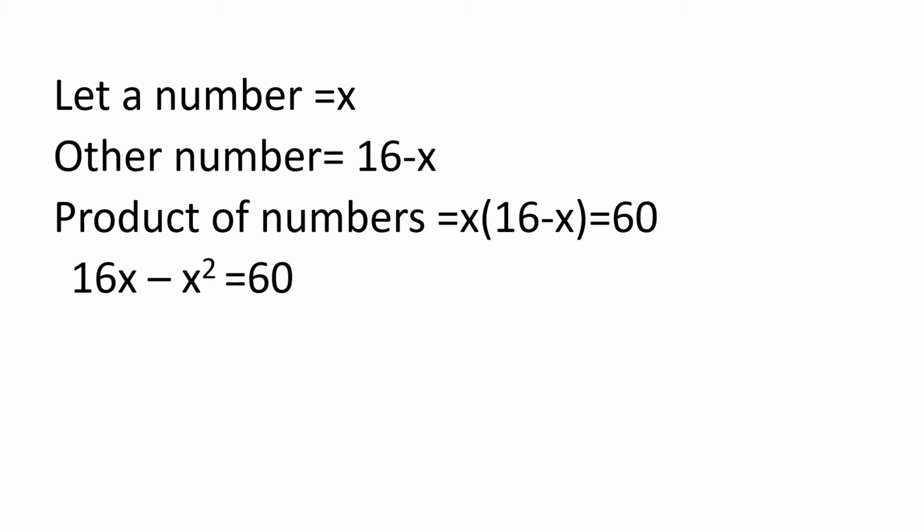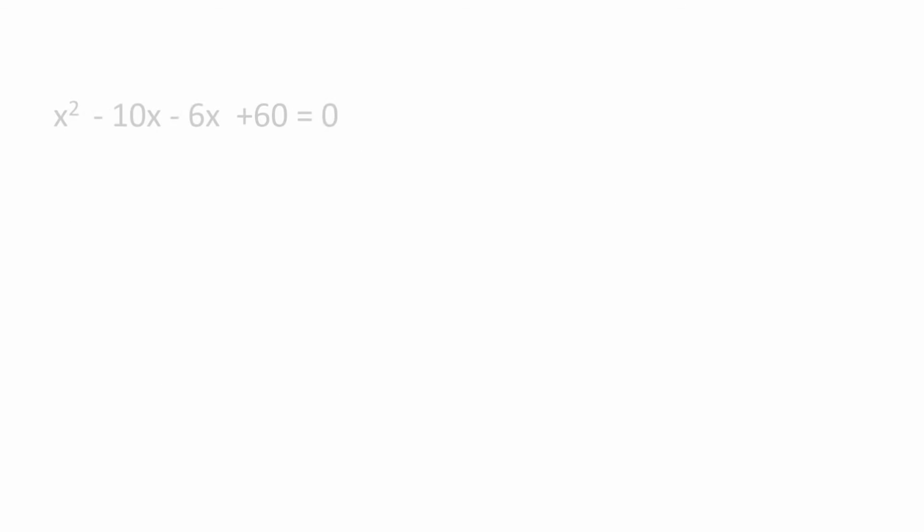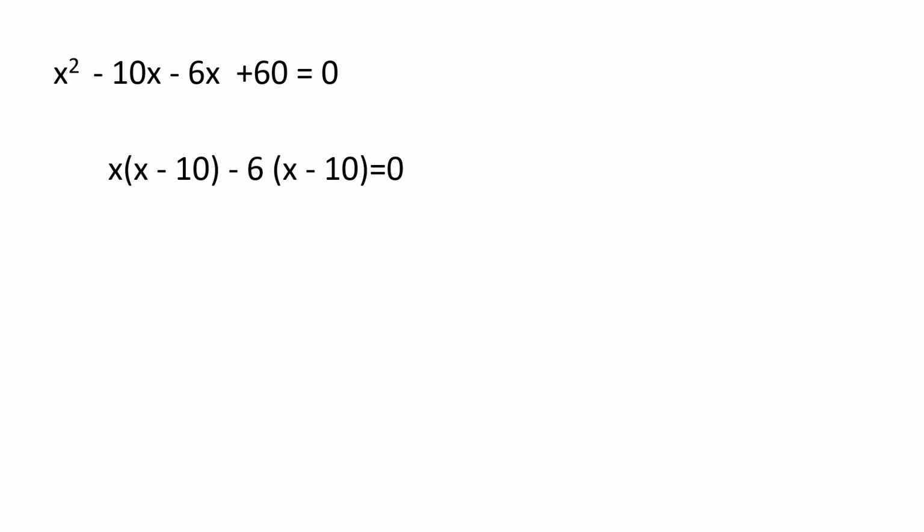or 16x minus x square is equal to 60, or minus x square plus 16x minus 60 is equal to 0, or x square minus 16x plus 60 is equal to 0. Now, we will apply factorization method. We get two numbers 10 and 6 so that their product is 60 and sum is 16. So, the equation becomes x square minus 10x minus 6x plus 60 is equal to 0. That implies x into x minus 10 minus 6 into x minus 10 is equal to 0. x minus 6 into x minus 10 is equal to 0.